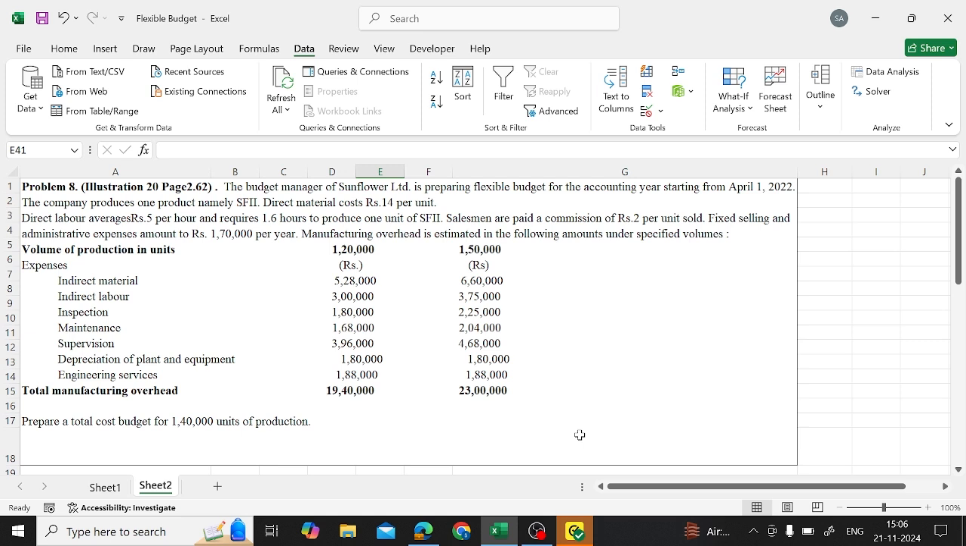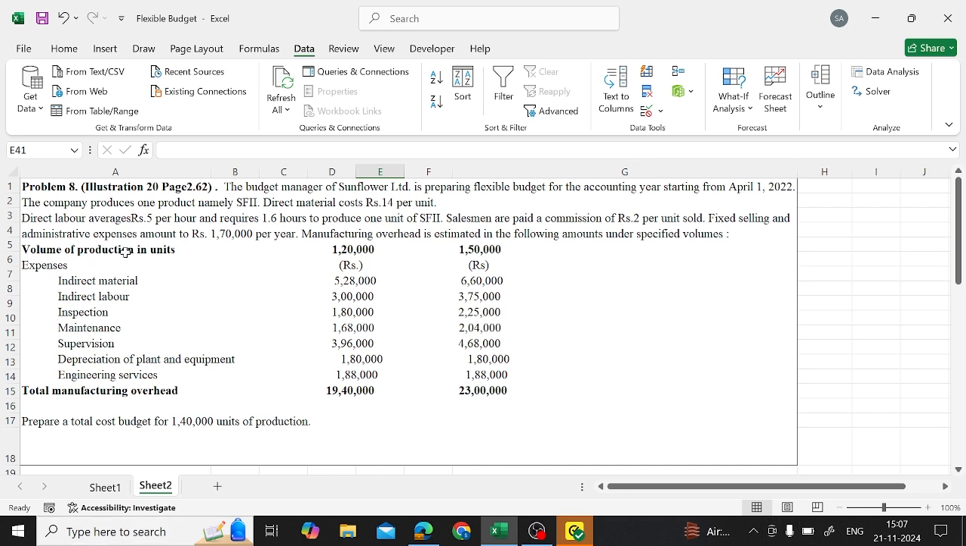The budget manager of Sunflower Limited is preparing a flexible budget for the accounting year starting from April 1st, 2022. The company produces one product, namely SFI. Direct material cost is 14, direct labor is 5 per hour and requires 1.6 hours to produce 1 unit of SFI. Salesmen are paid commission of 2 per unit sold. Fixed selling and administrative expenses amount to 1,70,000 per year. Manufacturing overhead is estimated at the following values.